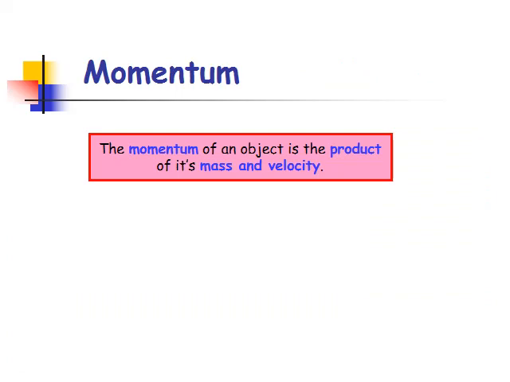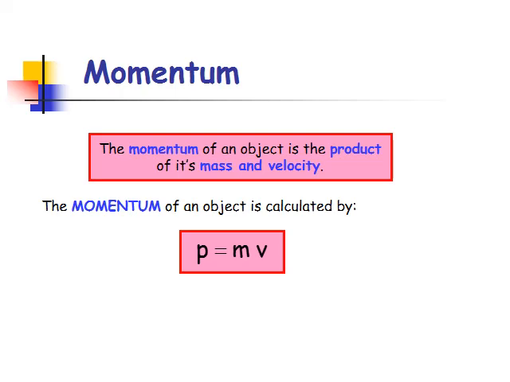The momentum of an object is the mass multiplied by the velocity, or the product of mass and velocity. So p is the symbol for momentum, and mass times velocity is m times v. It is a vector quantity because velocity is a vector quantity. Momentum is measured in kilograms times metres per second.